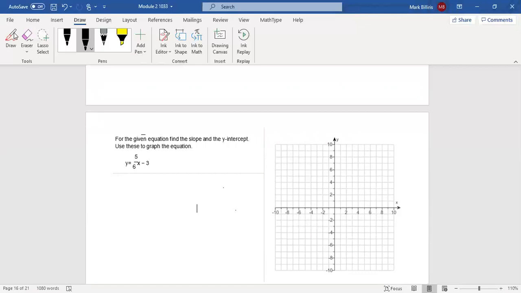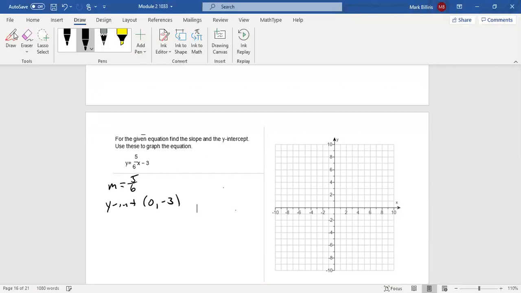Okay, next example. For the given equation, find the slope and the y-intercept. It's easier because it's already in slope-intercept form. So we know our slope is 5/6, and our y-intercept is 0, -3.